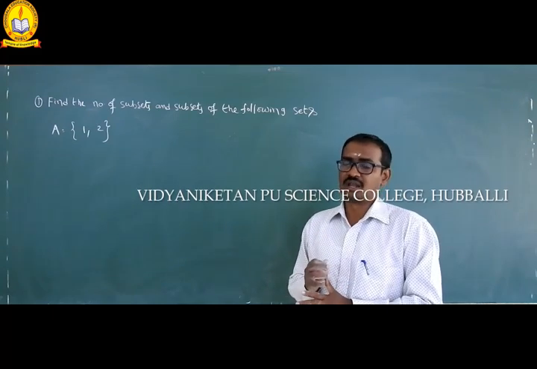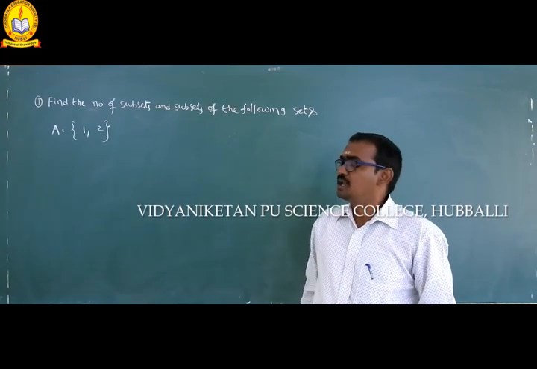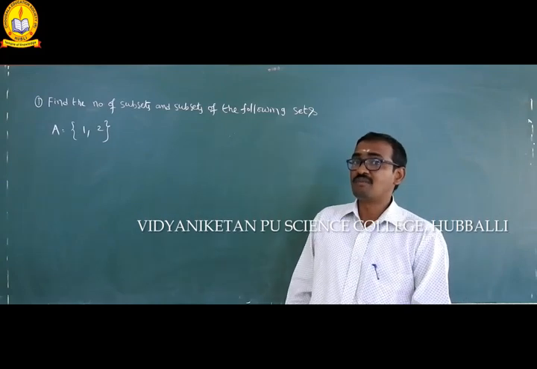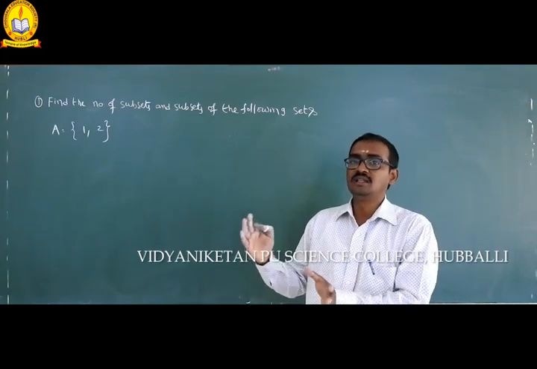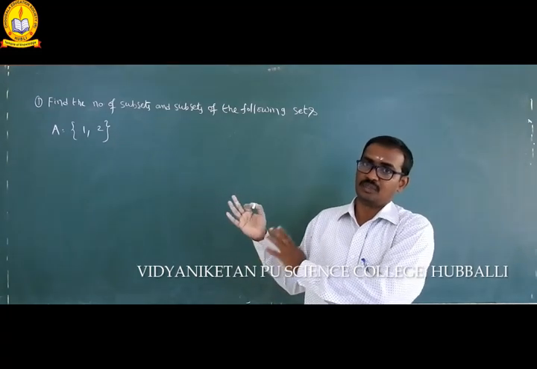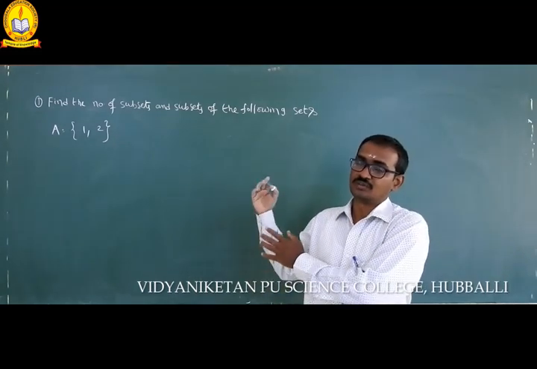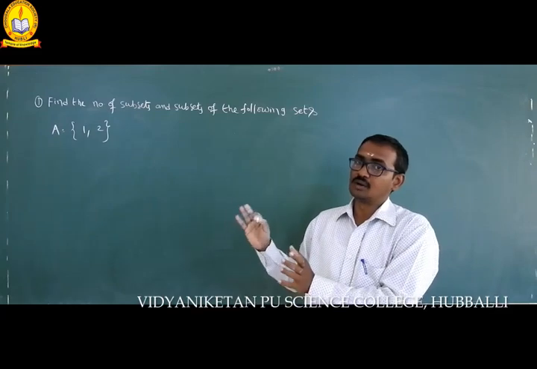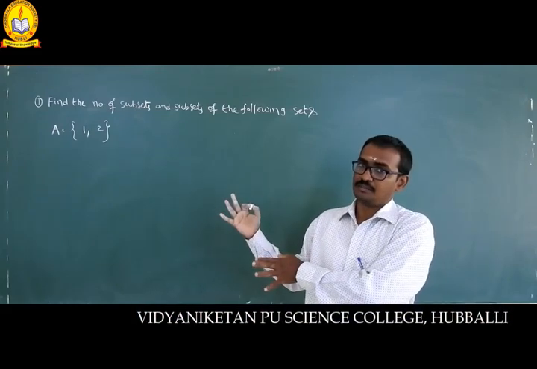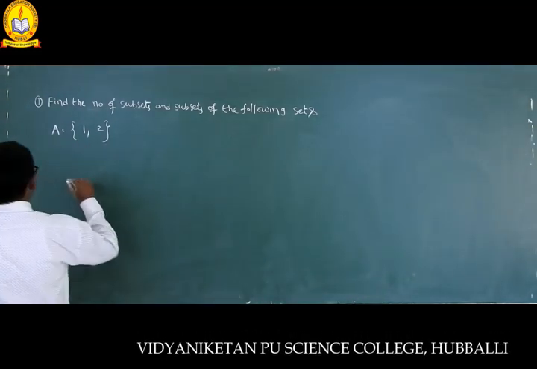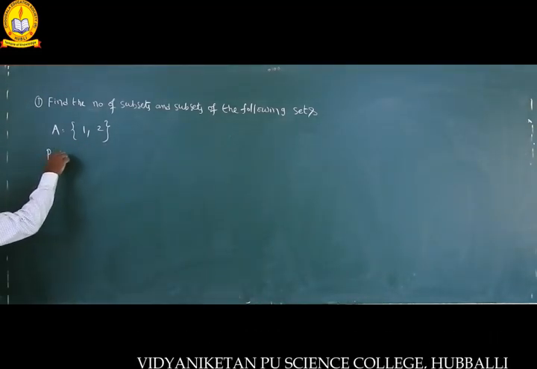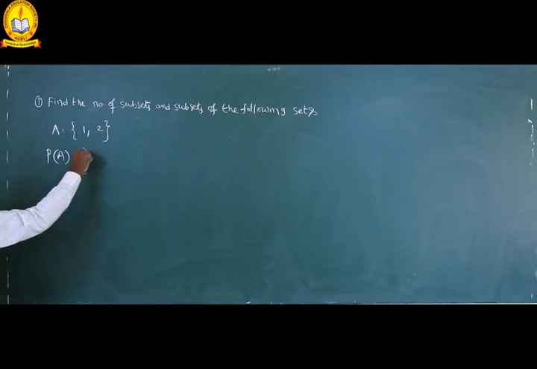Now I am using the notation P(A). P(A) means the power set of A. Power set of A means the collection of all the subsets of set A. Now I am writing all the subsets of set A. That's why I am writing P(A), the collection of all the subsets of set A.